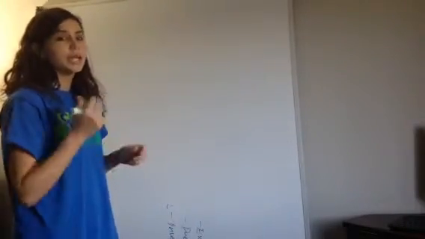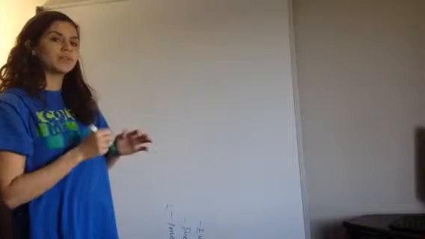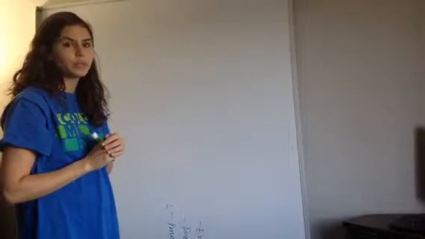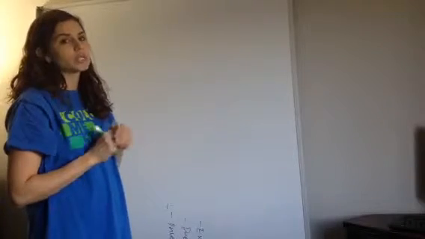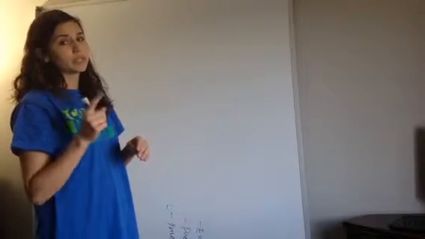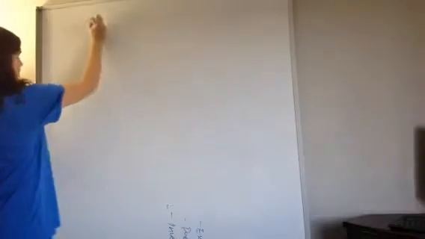Okay, so the first one here was to determine if it's a function, and something can only be a function if you can draw a vertical line through its graph, and if it crosses more than one time, then it is not a function. If it only crosses once, then yeah, it can be a function. So I'm just going to do some examples here.